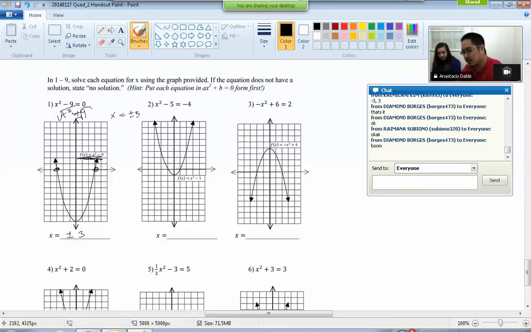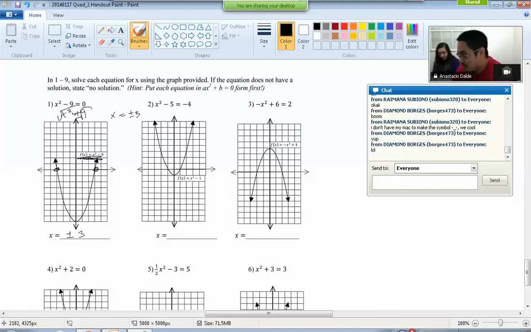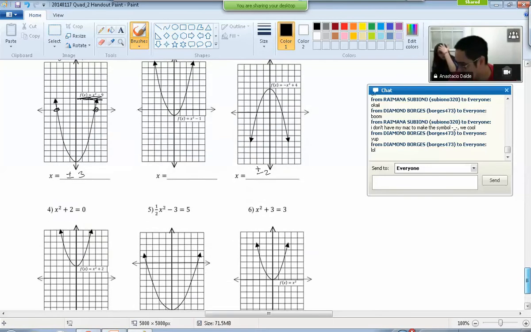So, in order to solve this problem, first, you didn't need the graph. You could have just solved it algebraically. But that's a little bit advanced. All I'm asking you to do is look at the graph and where does it cross the x-axis? Let's do number 3 together. Where does it cross the x-axis? Plus minus 2. That's it. We cool?